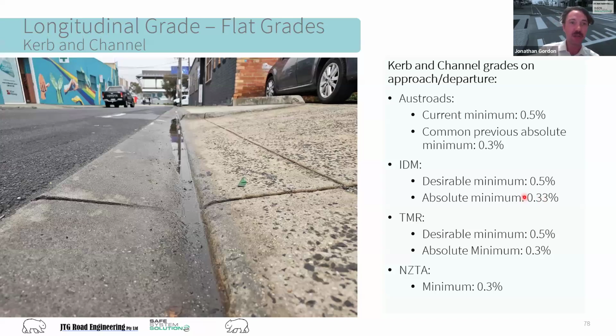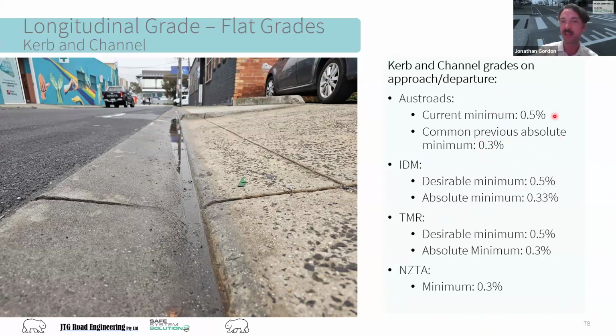Then, of course, we've got longitudinal grades that are too flat. And I won't jump in and ask questions about, oh, why is water ponding here? It's just as simple as being too flat. And I've just put on the screen here various examples of some of the key criteria from various jurisdictions. They're typically around 0.3%, which is pretty flat, but constructible, and you can get it to flow. And that's pretty much the lower end of any standard I've seen.